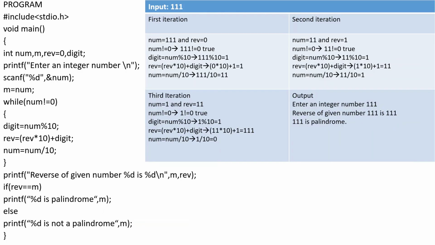Now we'll see the program to check whether a given number is a palindrome or not. So here we'll accept the number and store it in a variable, then reverse the number and store it in another variable, and then compare the original number with the reversed number. If both are the same, then the input number is a palindrome.